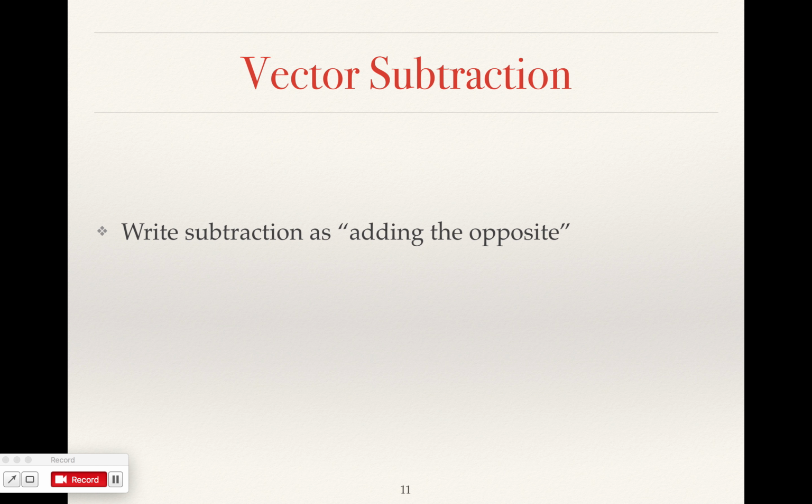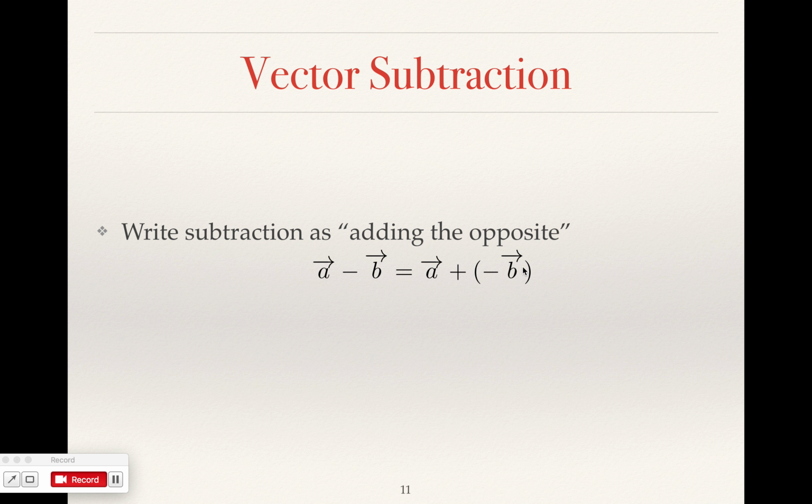So what about subtraction? Well, the best way to think about vector subtraction is to think of it as adding the opposite. This is true in general, not just for vectors. If you have two quantities, A minus B, you can also think of that as A plus negative B, or A plus the opposite of B. This works for scalars just as well.